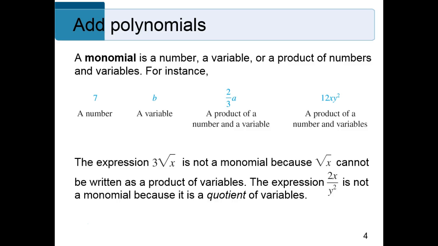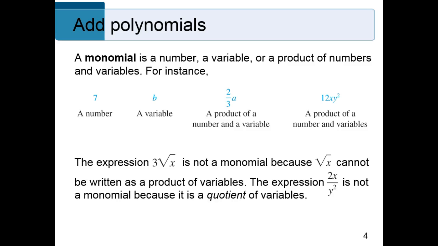I'm sorry. Okay, so a monomial is a single term polynomial. It can be a number. It could be a variable. It could be a product of numbers and variables. And it could even be a combination if you're dividing by a number. Okay? Like this. So, a single number, 7. That can be a monomial, a polynomial.